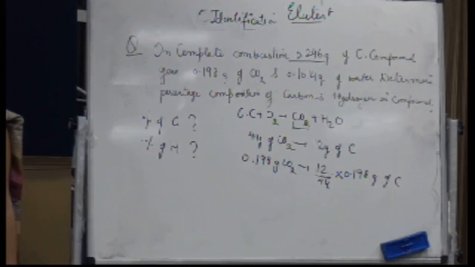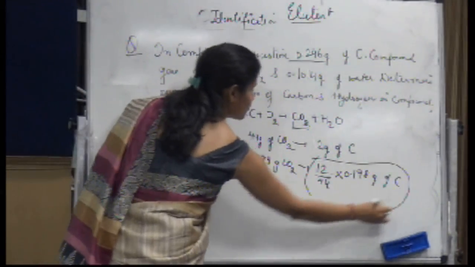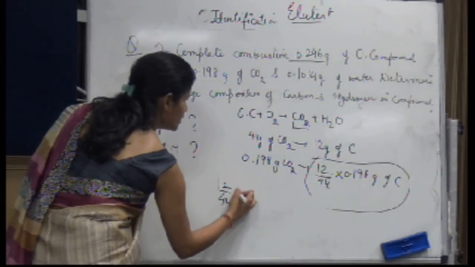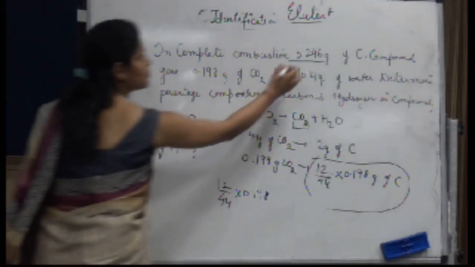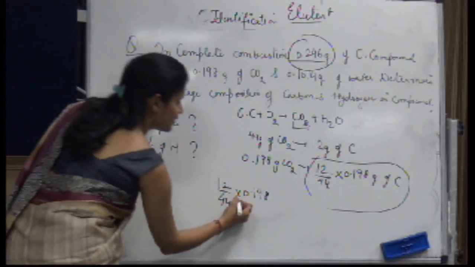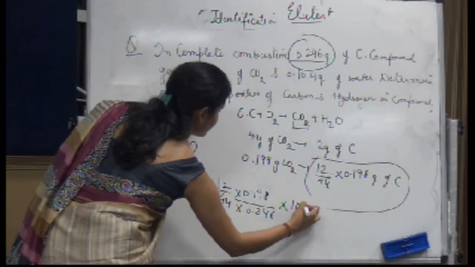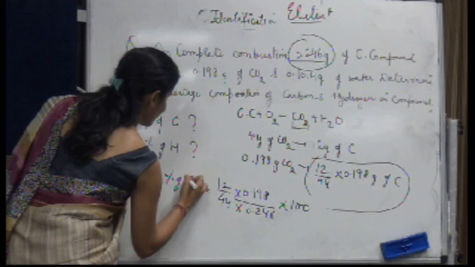But I want to know the percentage in the whole compound. So what do you do to find the percentage? You take your marks over the total marks. So if this is the amount of carbon in the compound, that means 12 by 44 into 0.198. So what is the total amount? This is the total amount of the organic compound. So I divide by the total amount 0.246 and multiply by 100. This is the percentage of carbon in the organic compound.